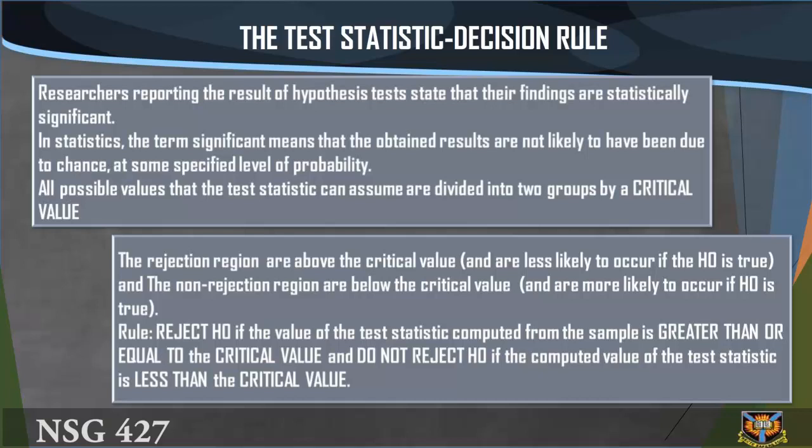All possible values that the test statistic can assume are divided into two groups by a critical value. 1. Those in the rejection region are above the critical value and are less likely to occur if the H0 is true. And 2. Those in the non-rejection region are below the critical value and are more likely to occur if H0 is true. Rule: reject H0 if the value of the test statistic computed from the sample is greater than or equal to the critical value. Do not reject H0 if the computed value of the test statistic is less than the critical value.